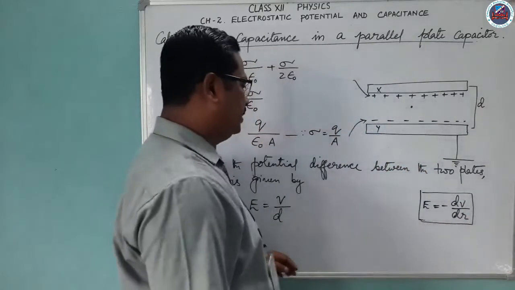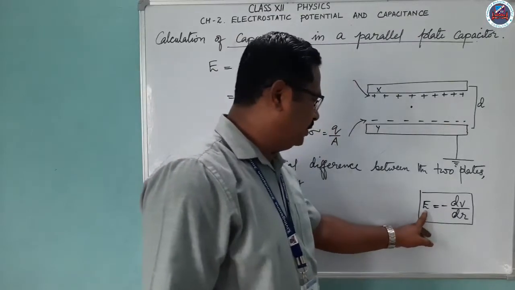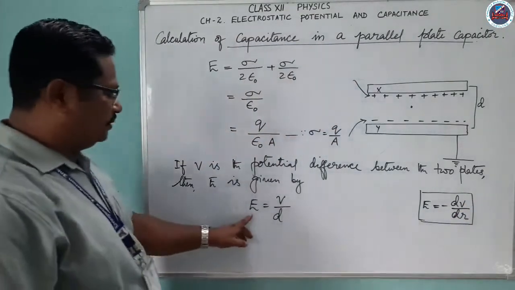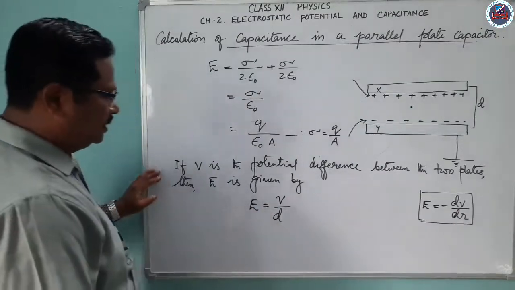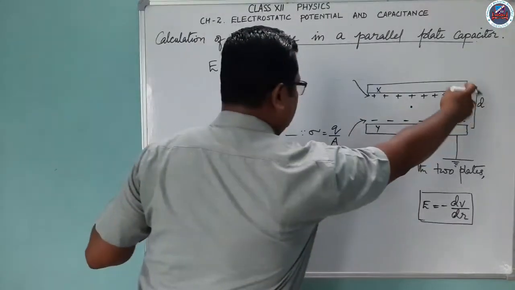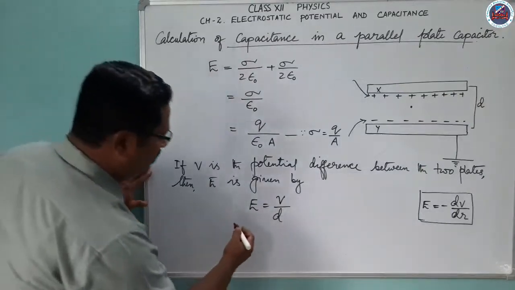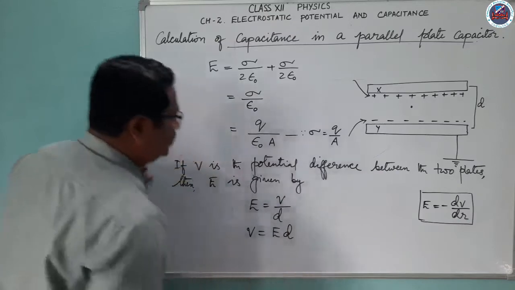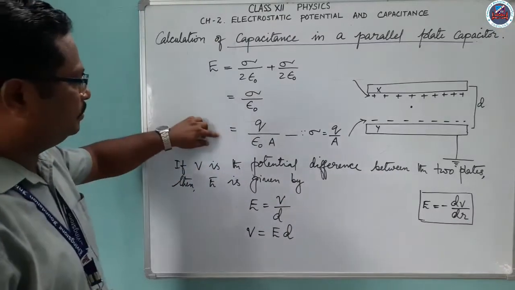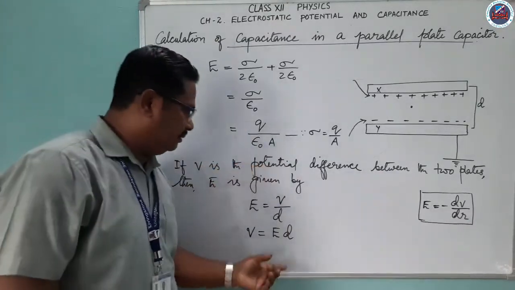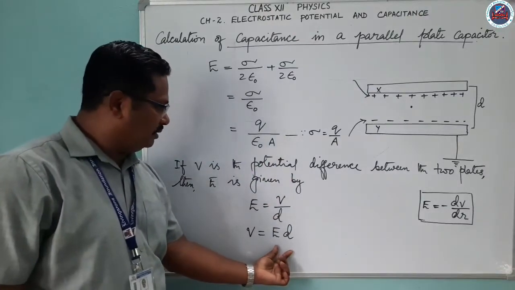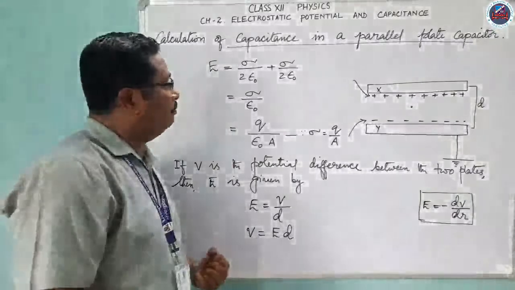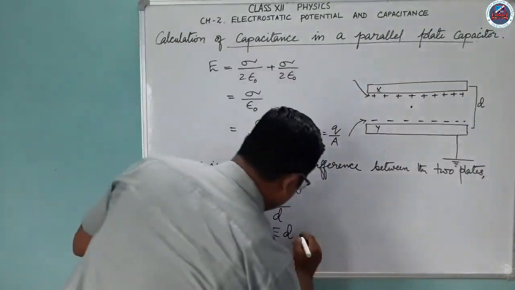We are not taking this negative sign. Electric field is equal to potential divided by distance. Here D is the distance of separation between the two plates. So V is equal to ED. If you put the value of E, that is Q divided by epsilon naught A, in this expression, you get the value of V, the potential. This is equation number 1.